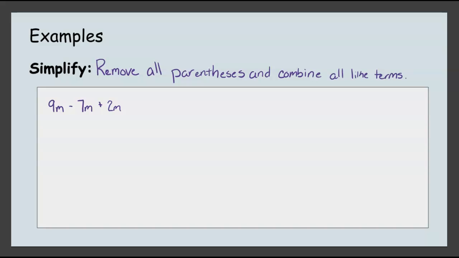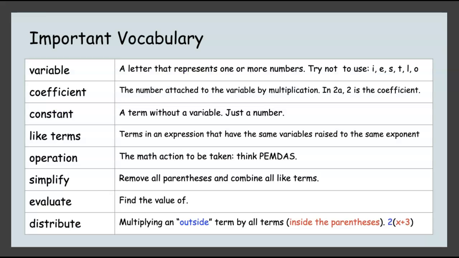So 9m subtract 7m plus 2m is our first expression that we're going to work with. Now, remove all parentheses. I don't have any parentheses, so I don't need to worry about that. And combine all like terms. So if we're going to combine all like terms, we need to remember what all like terms mean. So I'm going to just jump back up here to my vocabulary. And like terms is right here. Like terms says terms in an expression that have the same variables raised to the same exponent. So I'm looking for something that's the exact same. Let's go back.